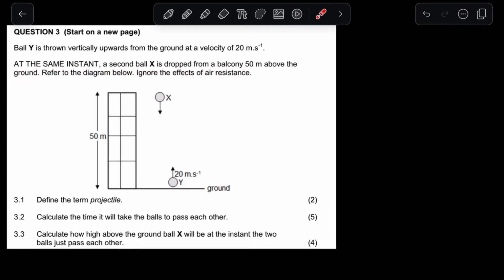Now when they say at the same instant, they mean simultaneously. So it happened at the same time. While they're throwing this ball up, this one is dropped. So this is very important. The initial velocity of ball X is 0 and the initial velocity for ball Y is equal to 20. So guys, we will choose up as positive in this case. You can choose down as positive, it doesn't matter.